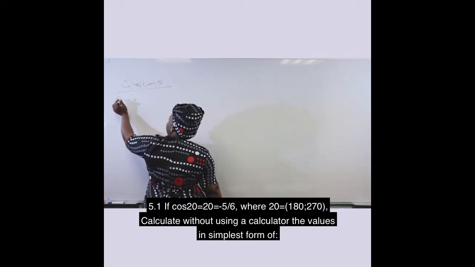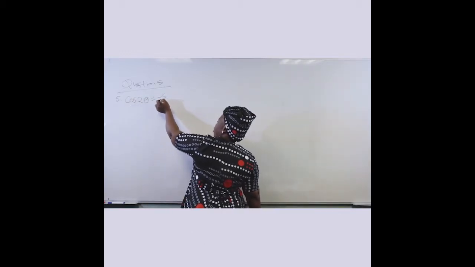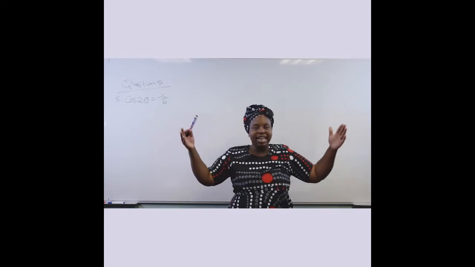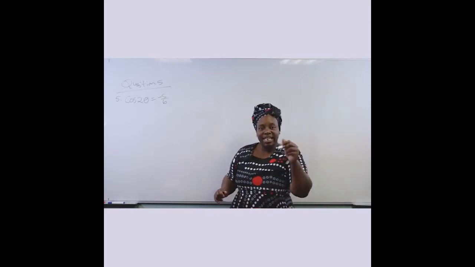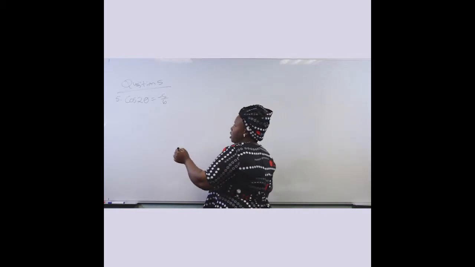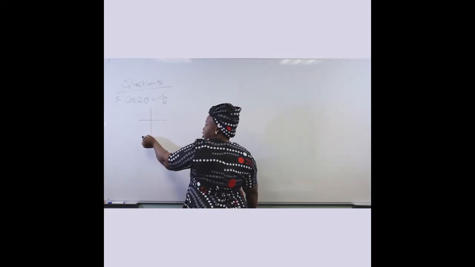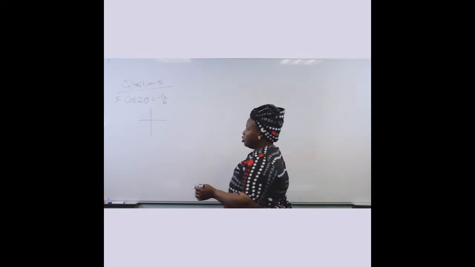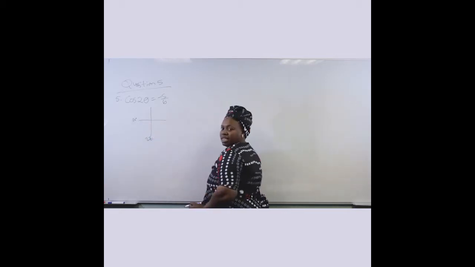The information says, if cos 2 theta is equal to negative 5 over 6, and it's not ending there. They said where 2 theta is an element of 180 degrees to 270. So you need to remember where that is. 180 to 270 is the third quadrant, because when we draw a Cartesian plane, we read 0, 90, 180, 270 and complete it at 360. So that's where your 180 is, and that is where your 270 is. Whatever you're talking about is in this third quadrant.